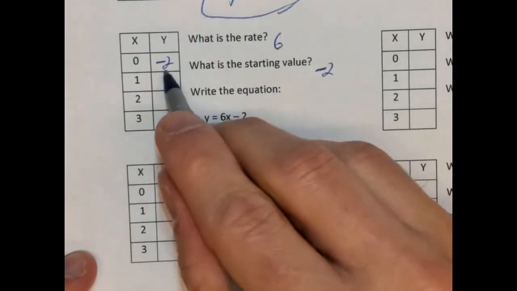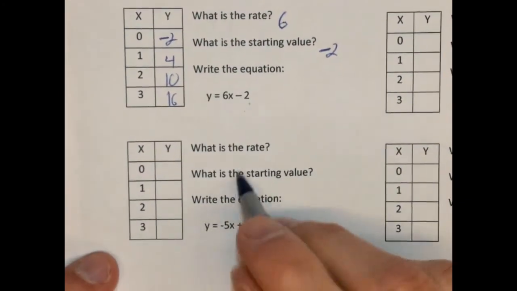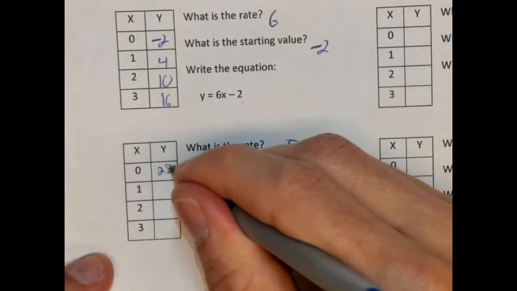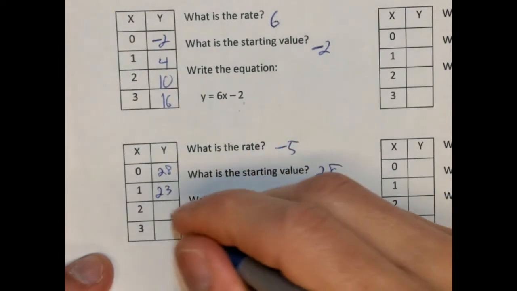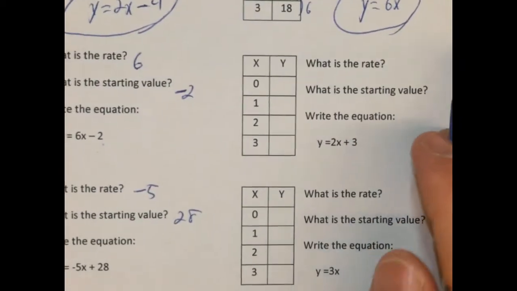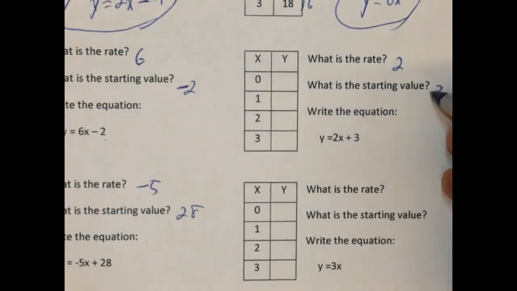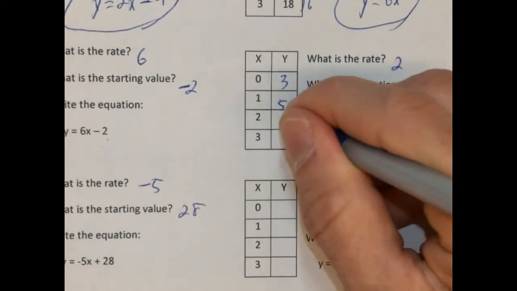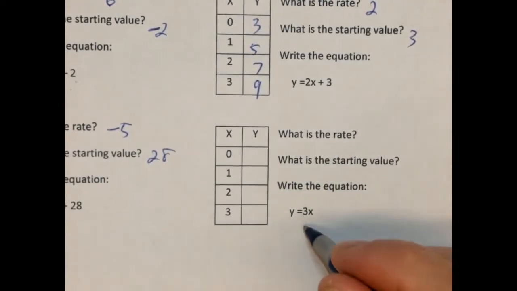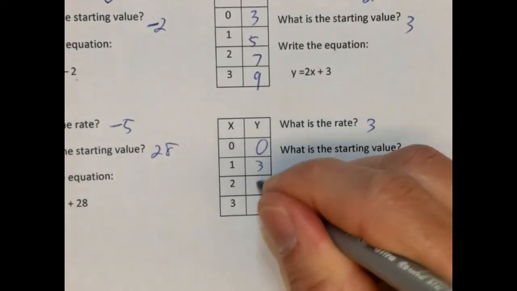Starting value is negative 2. It's going up by 6 each time, so negative 2 plus 6 would be 4, 4 plus 6 is 10, 10 plus 6 is 16. There we go. The rate is negative 5. Starting value is 28, and it's going down by 5, so 23, 18, 13. What's the rate? 2. Starting value is 3. It's going up by 2 each time, so 5, 7, 9. And then here, the rate is going to be 3. Starting value is 0. It's going up by 3, so 3, 6, 9.